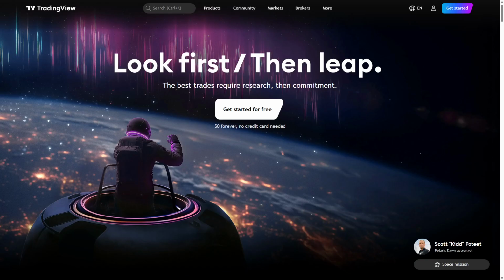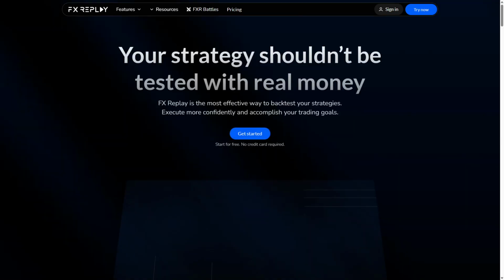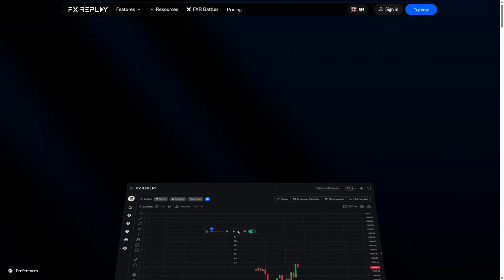TradingView versus FX Replay, which tool is better for backtesting? Choosing the right backtesting tool can transform how you validate trading strategies without wasting time or missing key insights. We'll explore TradingView and FX Replay side by side. TradingView and FX Replay are powerful platforms for backtesting trading strategies, but they differ in approach.